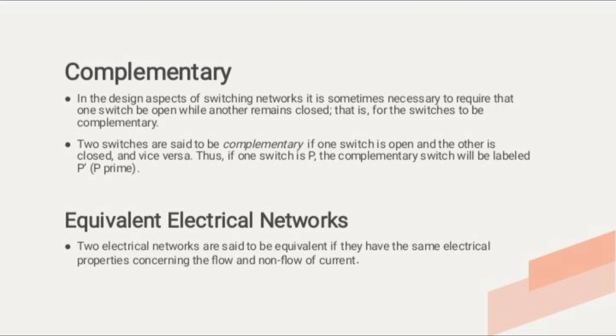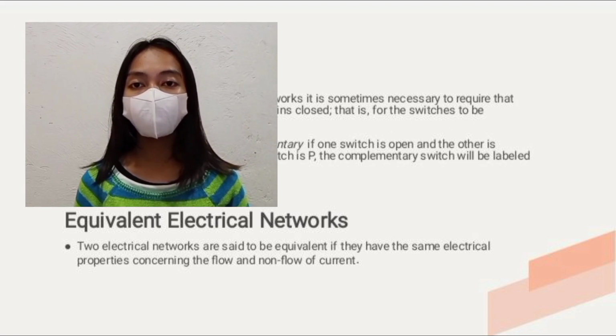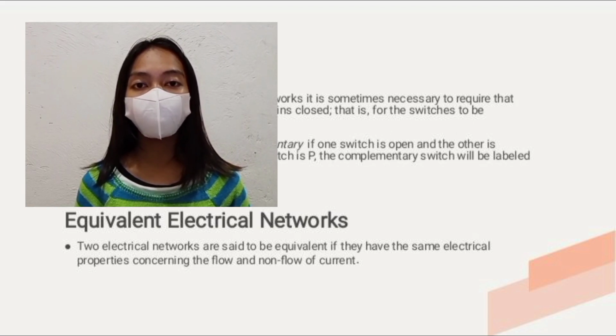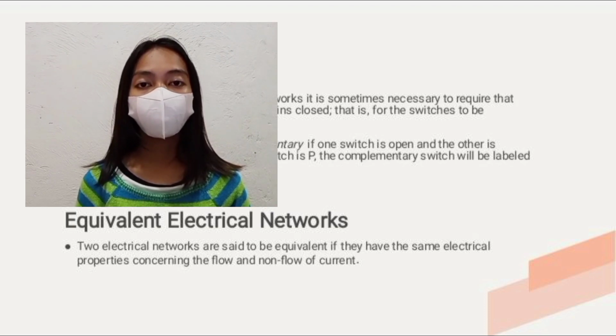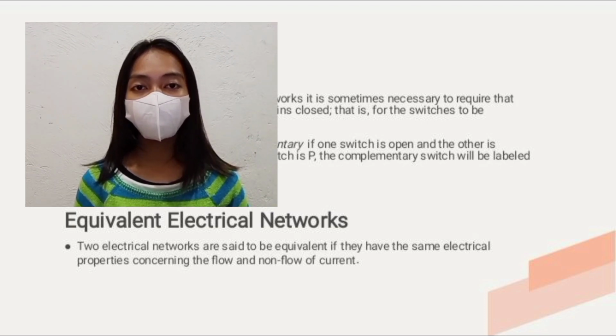Equivalent electrical networks. Two electrical networks are said to be equivalent if they have the same electrical properties concerning the flow and non-flow of current. This means that equivalent electrical networks have the same electrical properties about the flow and non-flow of their current. Therefore, it is a must to always bear in mind the laws and properties concerning equivalent simple and compound statements.